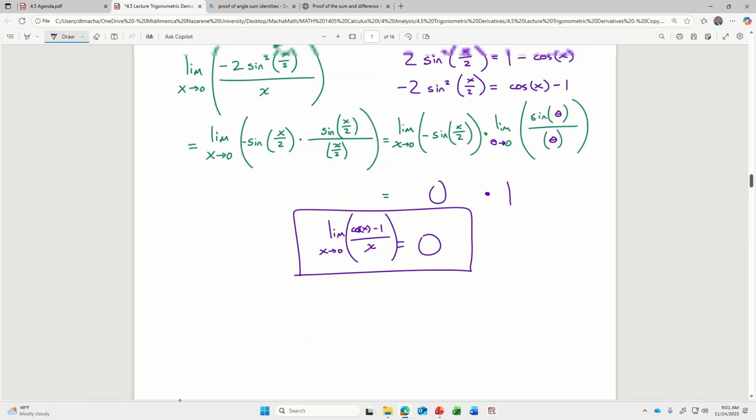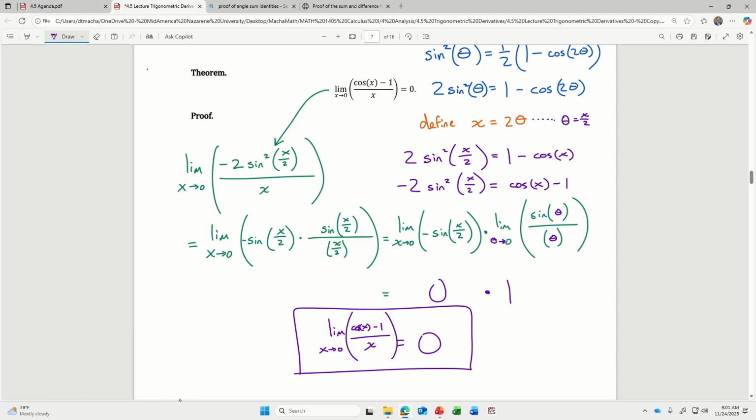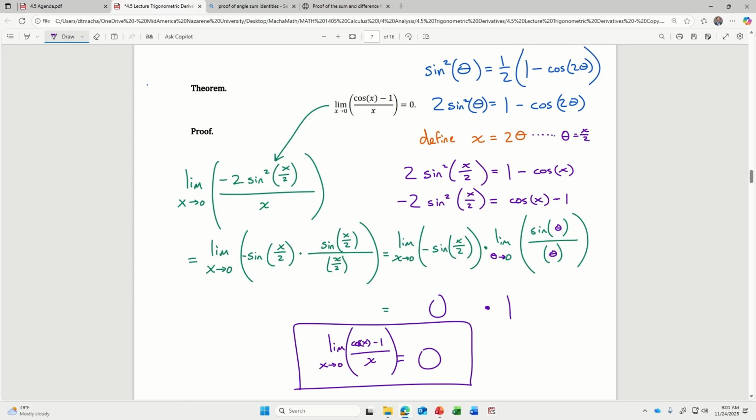So that's going to be an important limit for us. This limit as x approaches 0 of cosine of x minus 1 divided by x is going to be important, just like sine of x over x is important. Do you need to remember the blue, the red, and the purple? Yeah.